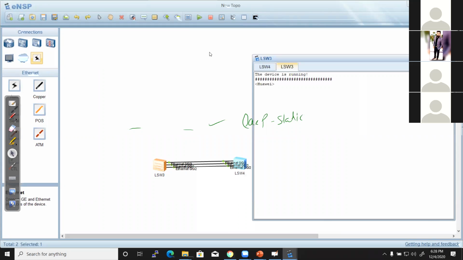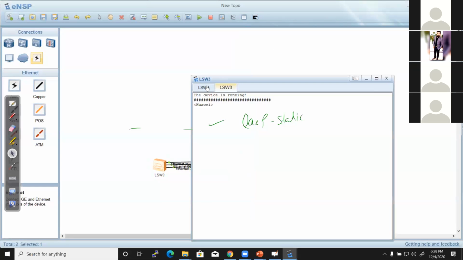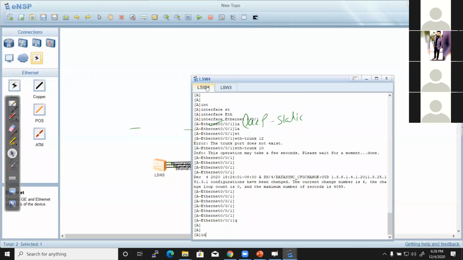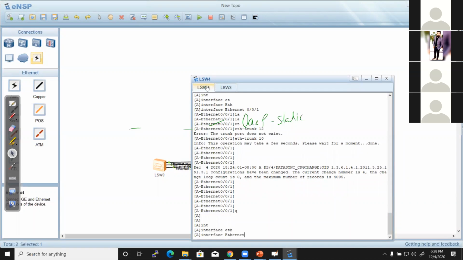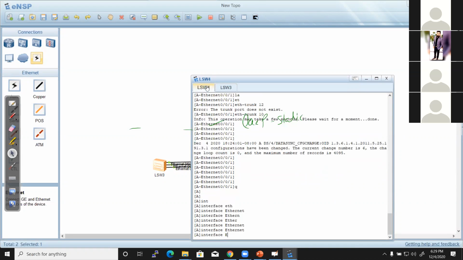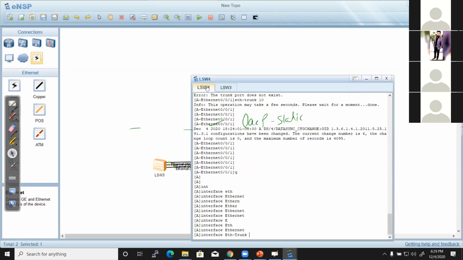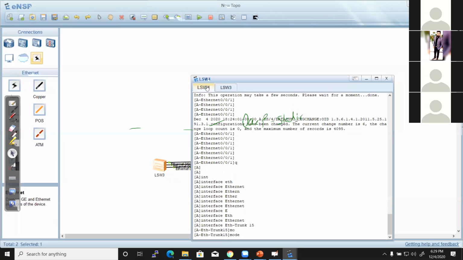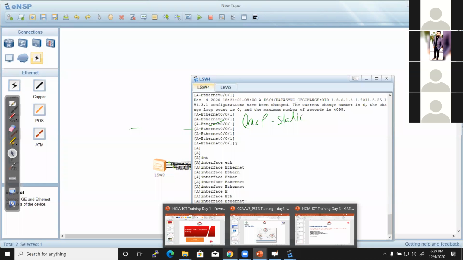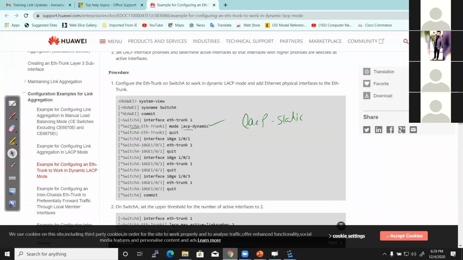So I have already shown you. Let me check on those switches. Is there any option? I guess we have checked that. So I'm just jumping into the interface, each trunk. Any each trunk, you can create any other each trunk. And if I put the question mark after the mode, we don't have any option. This is LACP static only. And in the document sent by Afnan, you can see there is an option, LACP dynamic, and we don't have this option right now.